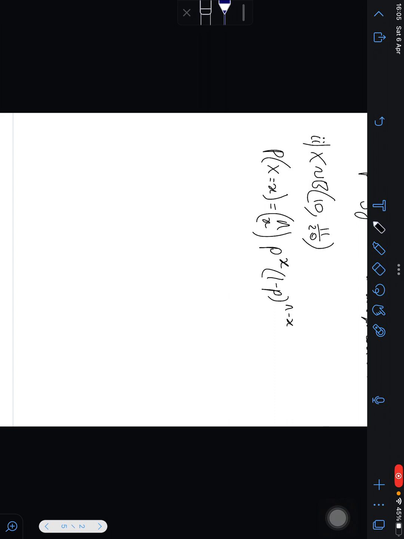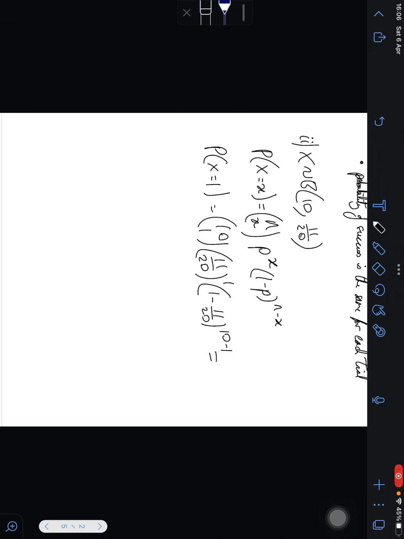In this case my probability is 11 over 20, my number of trials is 10, and they want p of x equals 1, which would be 10 choose 1, which is actually just 10. You could check that on your calculator though. If you've got anything choose 1, it's just the number above, or just n. So the probability is 10 lots of 11 over 20 to the power of 1 times 1 minus 11 over 20 to the power of 10 minus 1, because we've got 9 failures and 1 success.